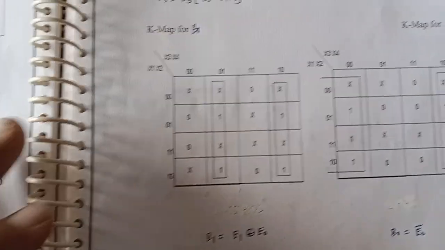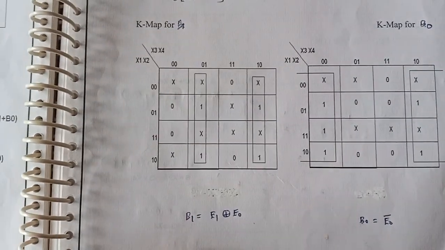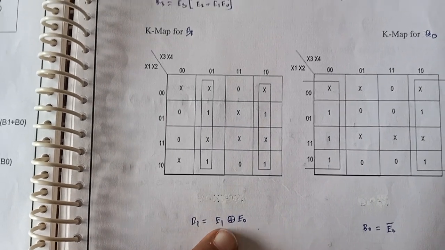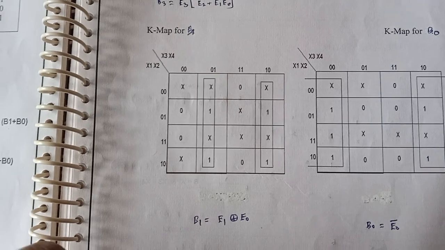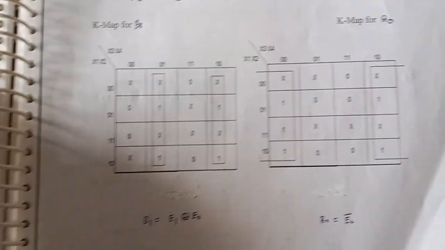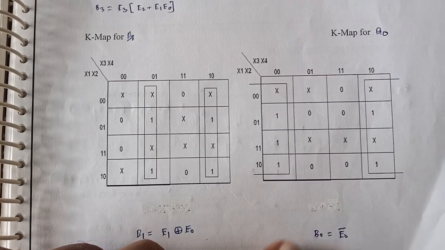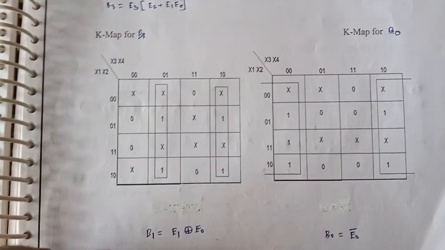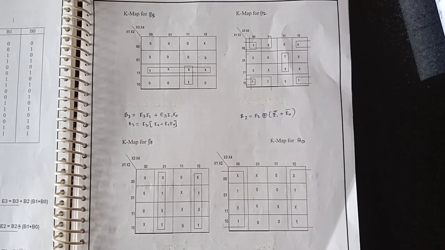So next came B1. Our output expression is B1 is equal to E1 XOR E0. So we are using one XOR gate for this purpose. So next output is B0. So B0 is equal to E0 bar. So for this purpose we are using the NOT gate. So based on our output expression obtained from the KMAP calculation, I am going to draw the logic diagram.